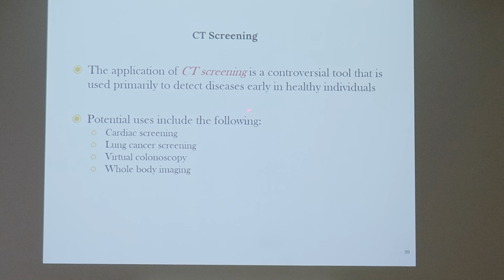So when we're thinking about CT screening, it is primarily to detect diseases early in healthy individuals. Now, why is this becoming popular? This is a trend. CT screening. My husband did it. What do you think is a trend? Are we just talking about people wanting to do more preventative stuff, or maybe the hospital's ordering a lot of CTs, or just the preventative?